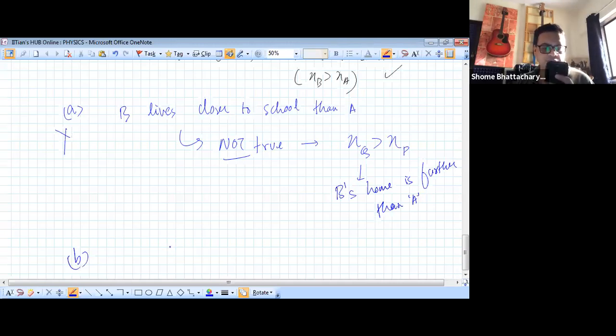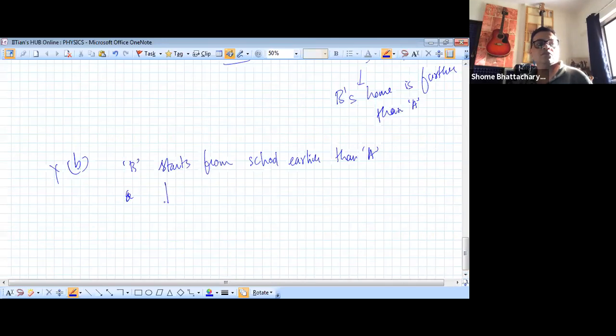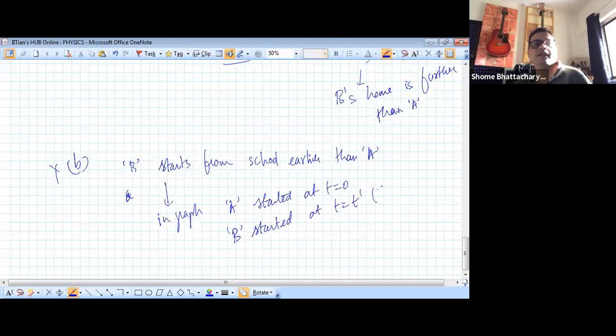It says that B starts from school earlier than A. So again, we can see this is a wrong statement because we had seen in the graph above that A started at t equal to 0, whereas B started from the school at t equal to some t prime, which I had taken as 2 minutes. So actually B started later than A. So you can clearly see that this statement is wrong.